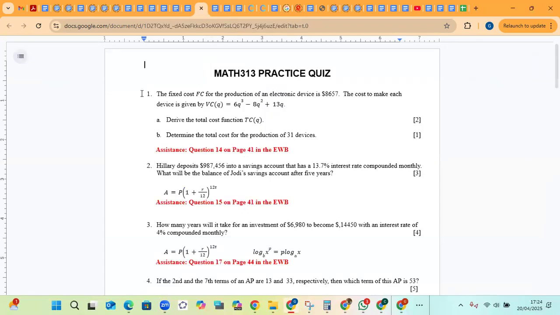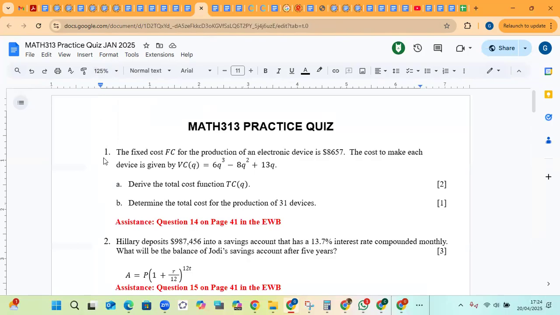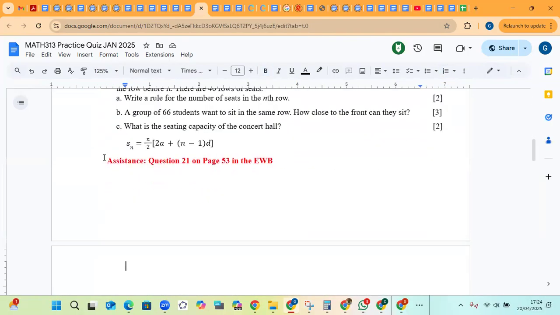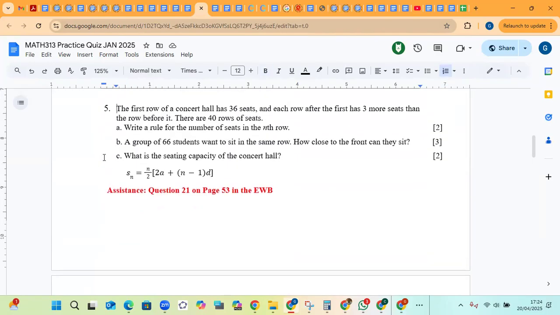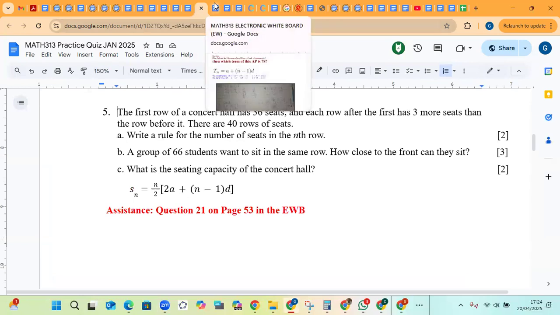For question number 5, we can go to the electronic whiteboard on page 53. That's for question number 21. So let's go to the electronic whiteboard on page 53 and look for question number 21.